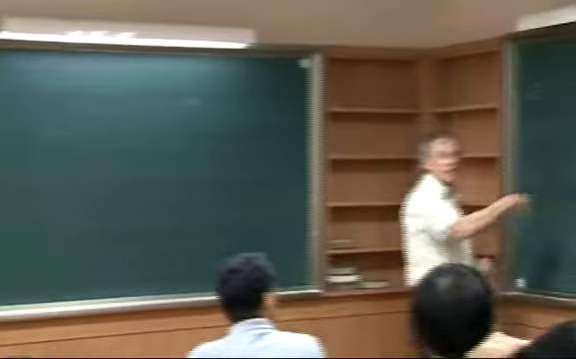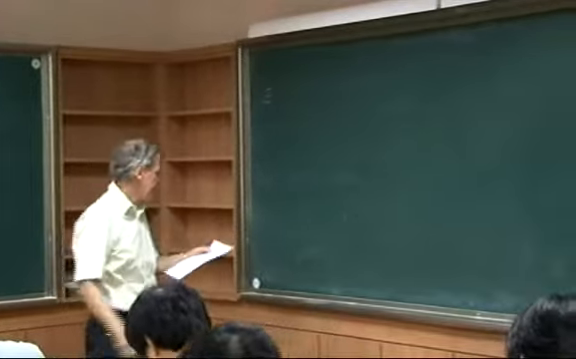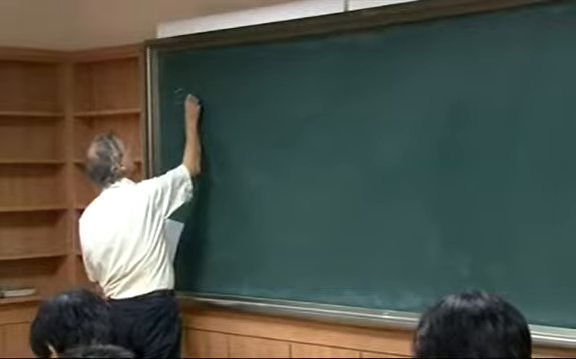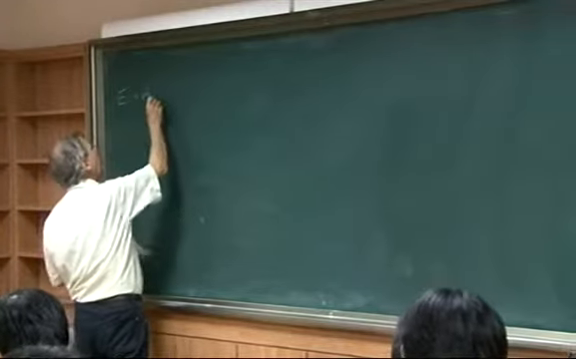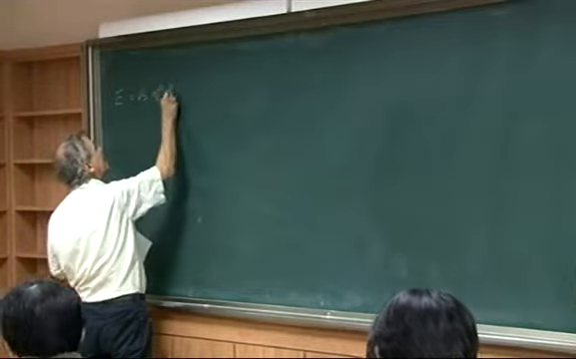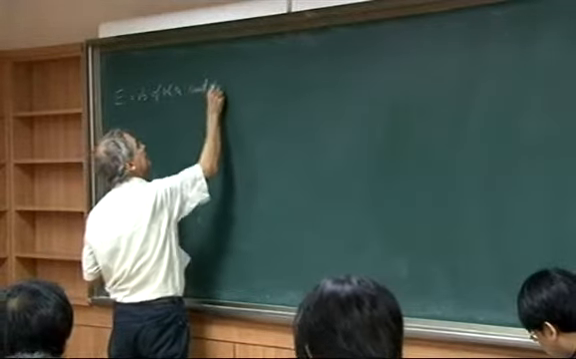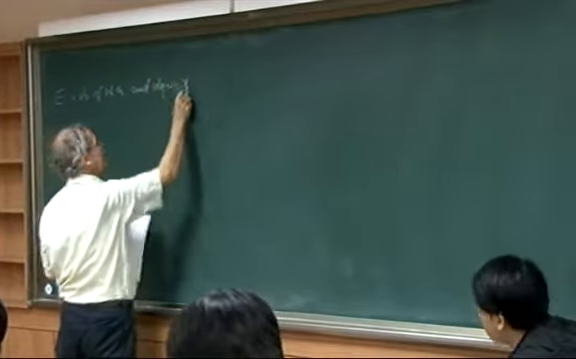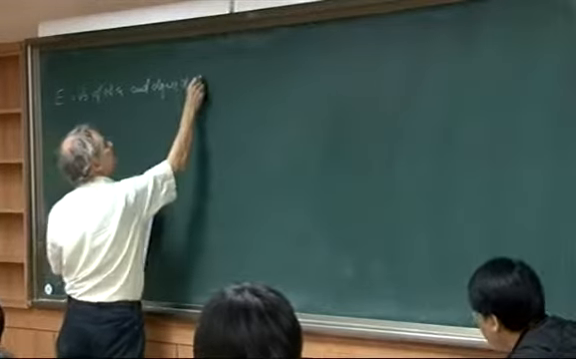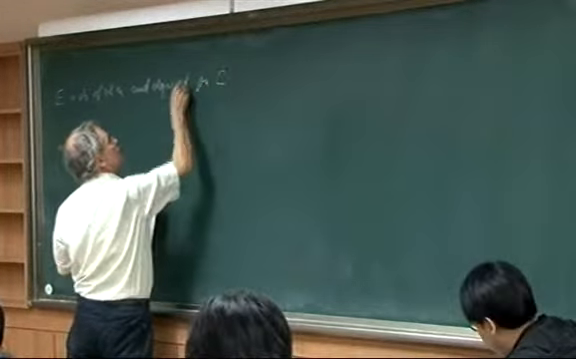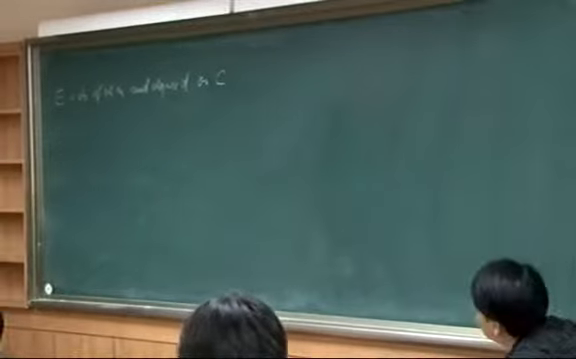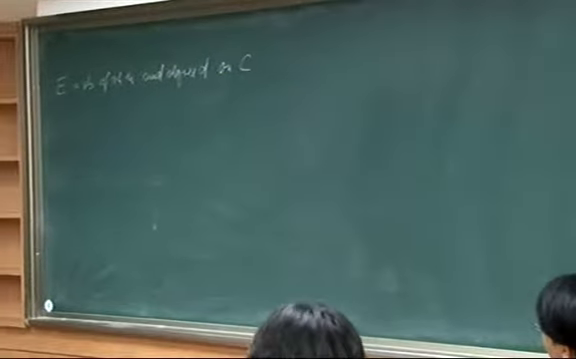Write them down here so that one can see them. Let E be a vector bundle of rank n and degree d on C. C is a smooth projective curve of genus g greater or equal to 2. I don't write it down again.